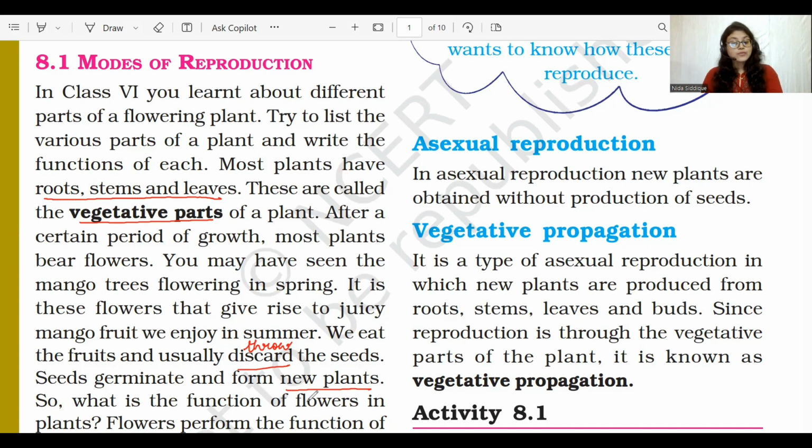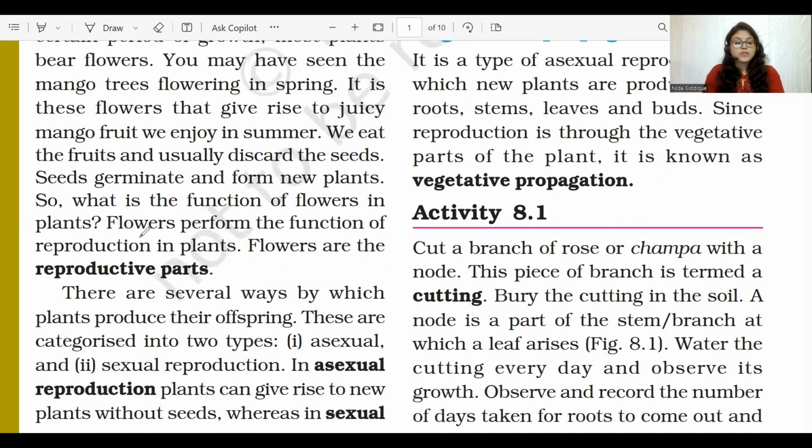So what is the function of flowers in the plant? So let's learn about the flowers. Flowers perform the function of reproduction in plants. As I have mentioned, flowers are the reproductive parts of the plant that are involved in reproduction. There are several ways by which plants produce their offspring. Offspring means बहुत सारे तरीकों से plants reproduce करते हैं.